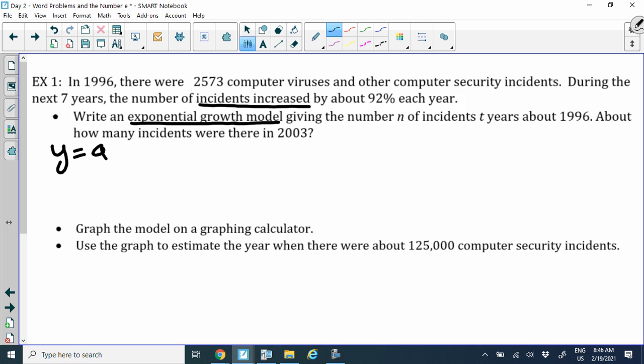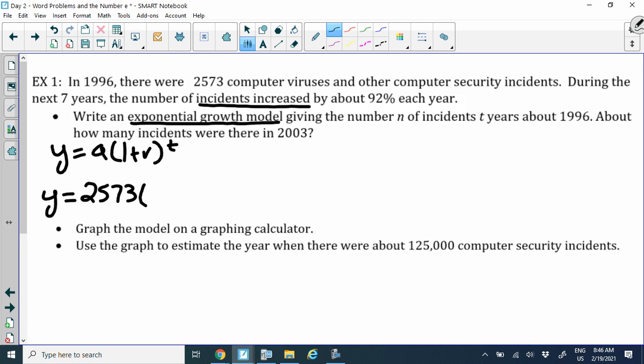Okay, so our growth model, remember, is y equals, and we're going to have our a times 1 plus r to the t. Okay, so we will still have y. A is our initial amount. So basically, how many incidents or computer viruses did we have initially? That is going to be 2,573.